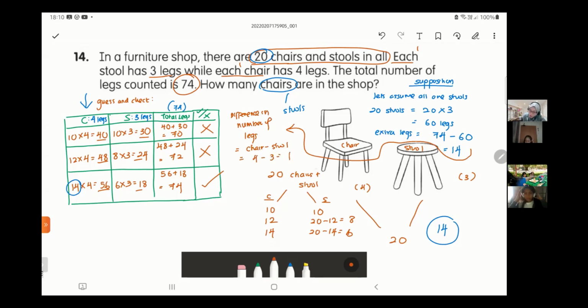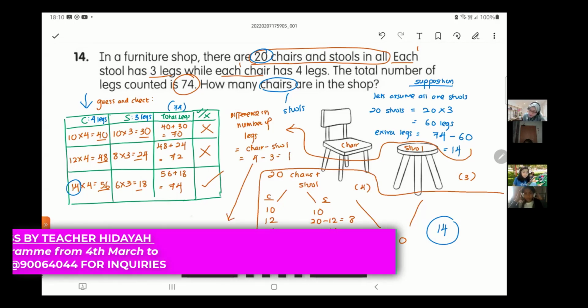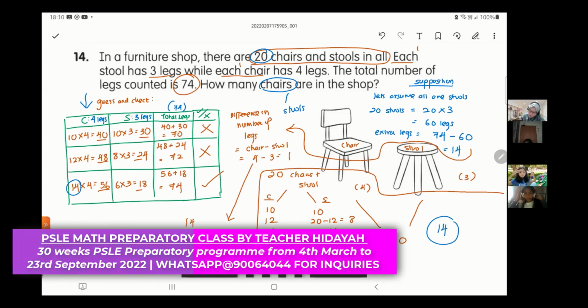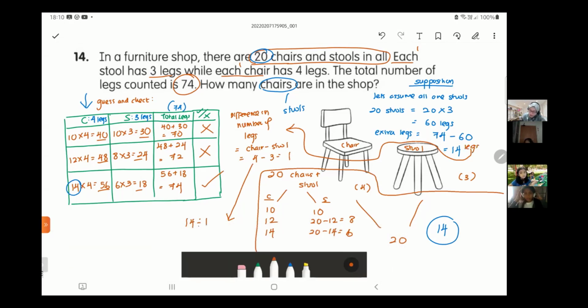Then what do I do? This is all just one, so I pack it to one side. I will take 14, which is the extra legs, divided by one leg, equals 14. So how many chairs do I have? I have 14 chairs. Can you see? The answer is the same. You have two methods: one is guess and check, one is supposition.